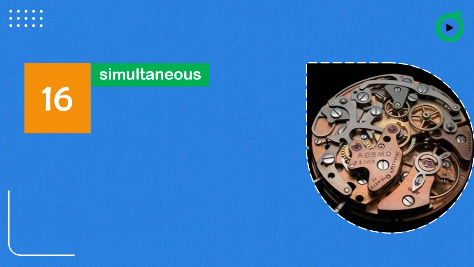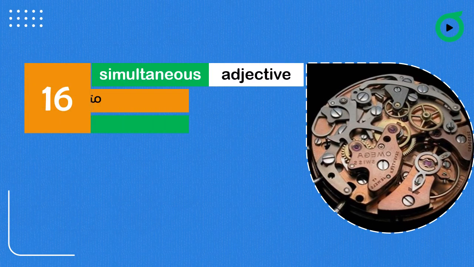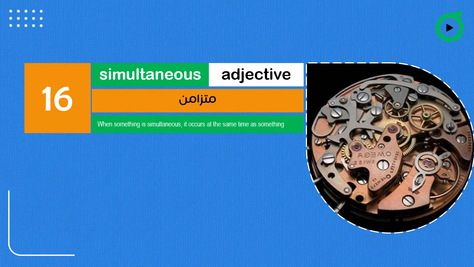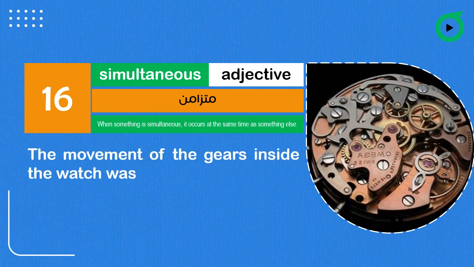Simultaneous. When something is simultaneous, it occurs at the same time as something else. The movement of the gears inside the watch was simultaneous.